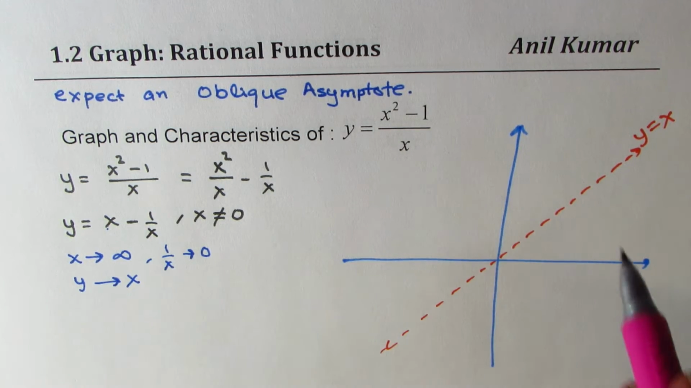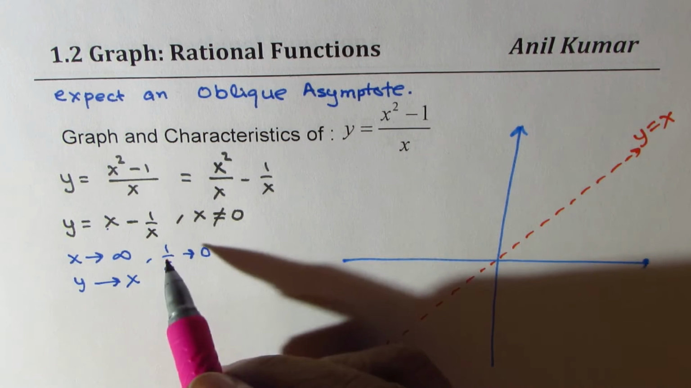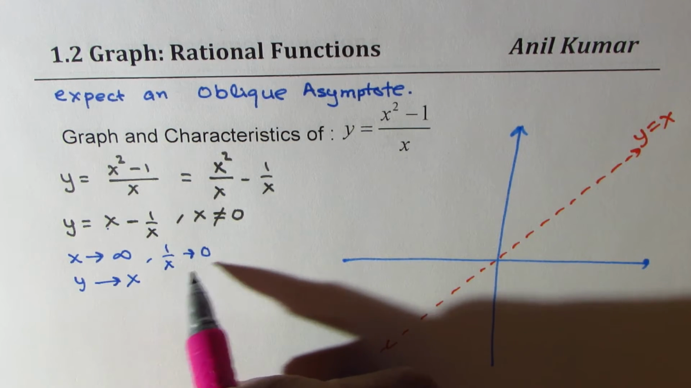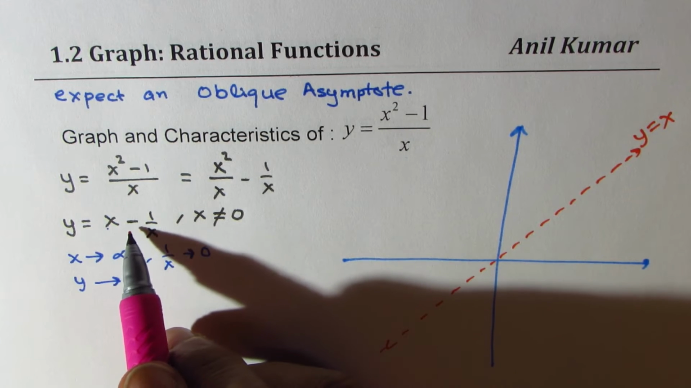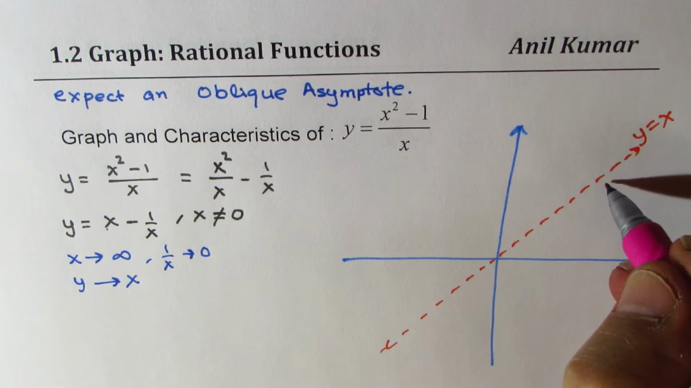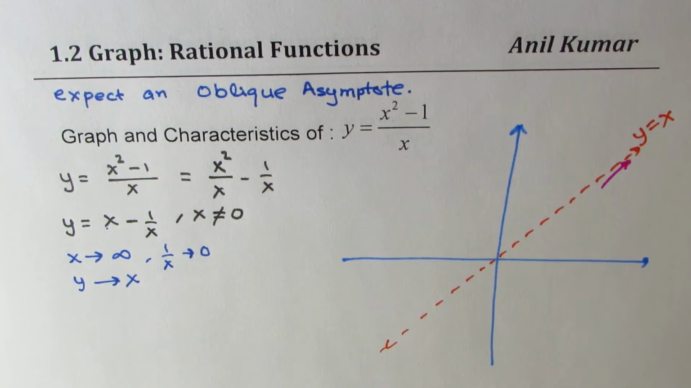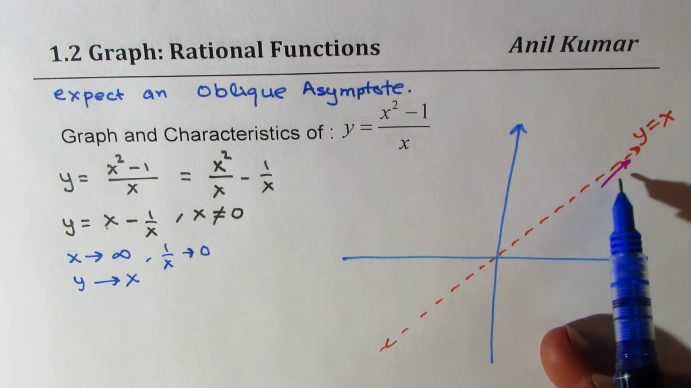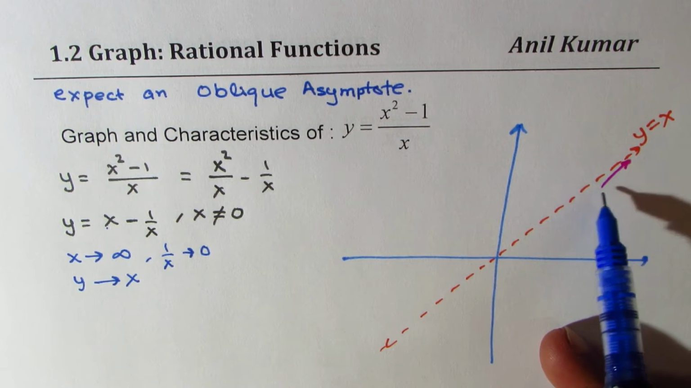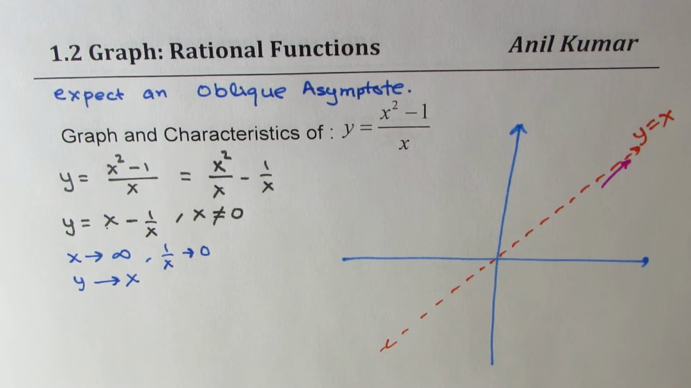And when x is very large, that means we are going to this side. 1 over x is a small value, but it is negative, so y is less than x. So we are approaching this line from this side. Do you understand this part? Perfect. So this is very important to understand. That gives you the behavior at the end. We also call this end behavior.